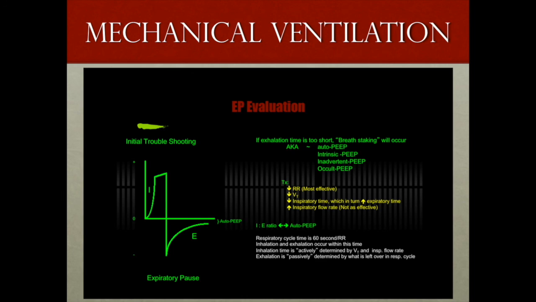Other ways of dealing with auto-PEEP are to decrease your tidal volume, to decrease your inspiratory time, or alter your I:E ratio, or to increase your inspiratory flow rate and alter your I:E ratio in that way. Again, decreasing the respiratory rate is the most effective way to correct for auto-PEEP.